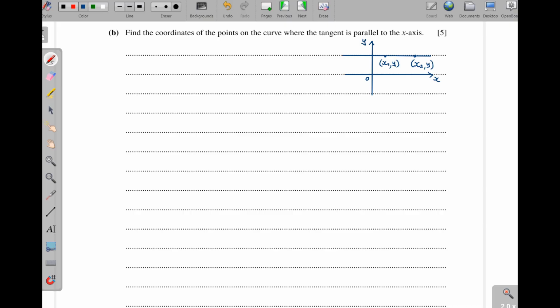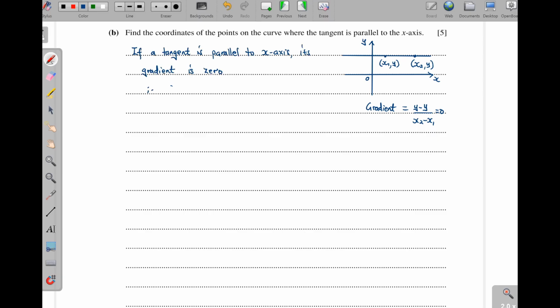Now the gradient of such a line, remember, it is change in y over change in x. So we shall have y minus y over x2 minus x1. So this one actually gives us what? 0. Okay, so that means for any line that is parallel to the x-axis, its gradient is what? 0. So let me write it here actually.